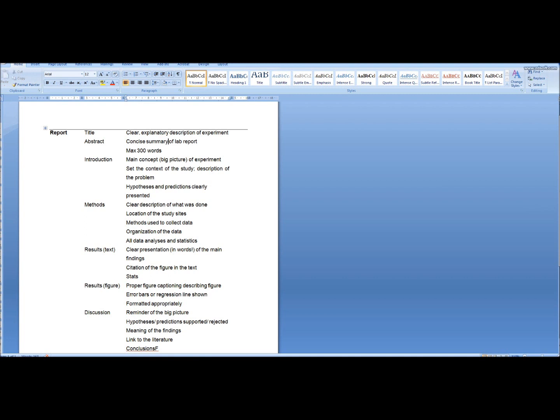Now your abstract is a concise summary of the lab report. There's a max on it of 300 words, but surely you probably shouldn't be getting that high. Picture each sentence to represent one section of your lab report. So you want one sentence to represent your introduction, one sentence to represent your methods, one sentence for your results, one sentence for your discussion, and that should be pretty much it.